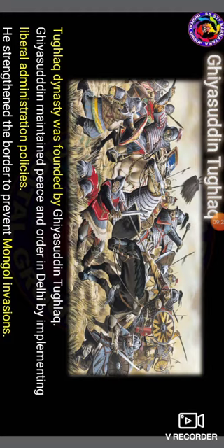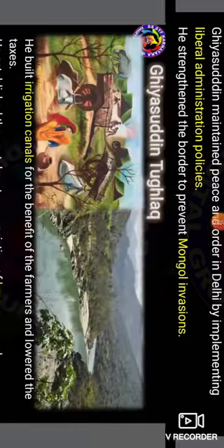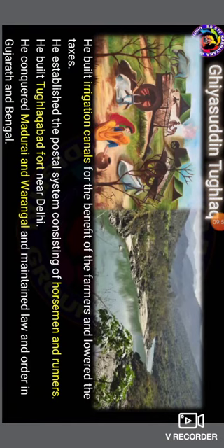The Tughlaq dynasty was founded by Ghiyasuddin Tughlaq. Ghiyasuddin maintained peace and order in Delhi by implementing liberal administrative policies. He strengthened the border to prevent Mongol invasions. He built irrigation canals for the benefit of farmers and lowered the taxes.